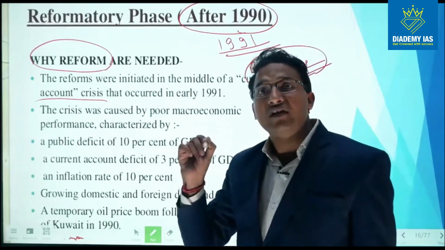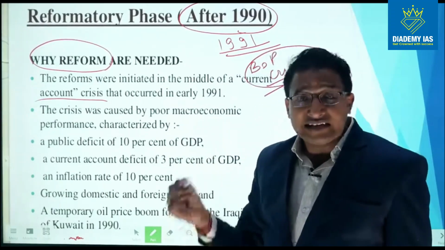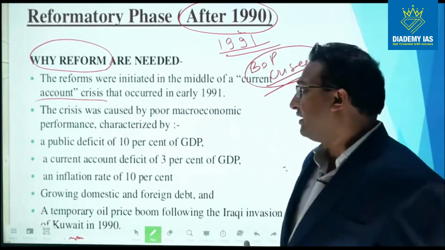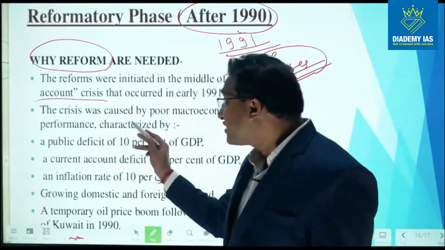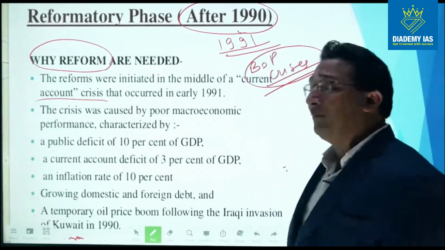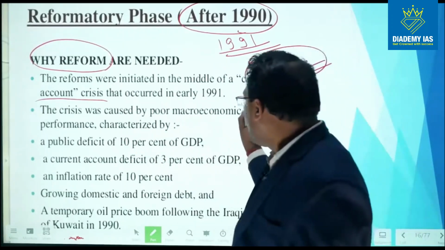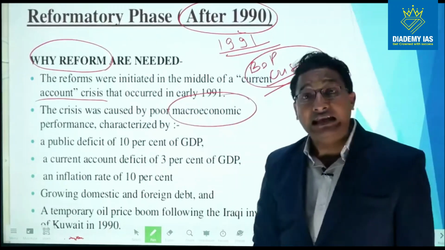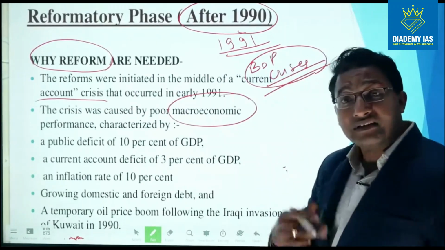India was having huge imports and still it was not able to repay the payment for the imports that it did. The crisis was caused by poor macroeconomic performance. So the macroeconomic fundamentals, or the macroeconomic indicators, were completely shattered.